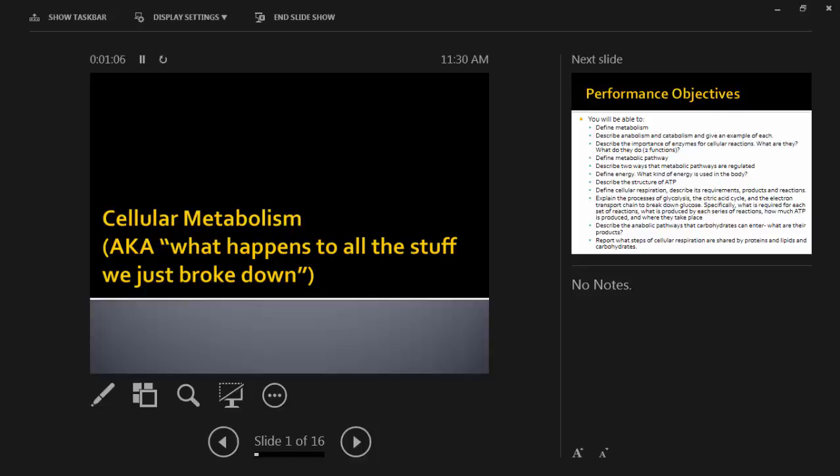Okay, this is the cellular metabolism lecture, otherwise known as what happens to all the stuff we just broke down. So we just went through the digestive system and saw how all the enzymes from the gastric juice and pancreatic juice and saliva, the amylases, lipases, carboxypeptidases, so on and so forth, break down lipids, fats, proteins, and carbohydrates. But that's not the end of the story.